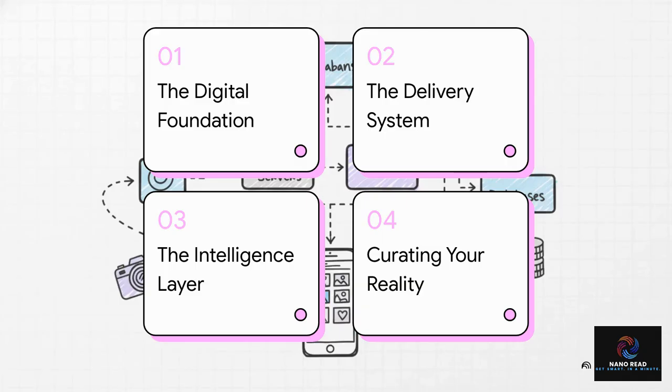To answer that, we're basically going to build the Instagram machine from the ground up, layer by layer. First, we'll look at the digital foundation, where all that data actually lives. Then, we'll check out the delivery system that gets it to your screens so fast. After that, we're diving into the intelligence layer, the AI that makes sense of it all. And finally, we'll see how this all comes together to curate your own personal reality inside the app.